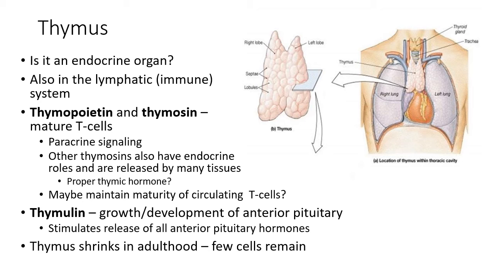It's definitely part of the lymphatic system. The lymphatic system kind of overlaps a lot with the immune system. The thymus is also part of the immune system. The main role of the thymus is to mature T cells. T cells are a type of immune cell. They're actually called T cells because they mature in the thymus.